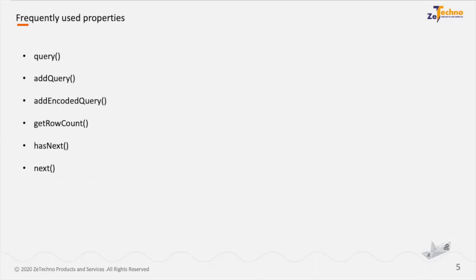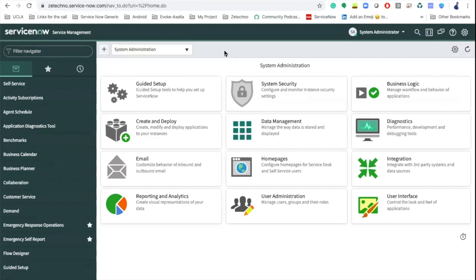Moving on. These are few of the frequently used properties. Any class will have properties, and these are the few properties which you would want to know about. So here is our ServiceNow environment. Before I go into this, I'll be running few background scripts to show this. And GlideRecord is to be used only on server-side scripts. If you're using it on client side, we can, but that's never a best practice to do.